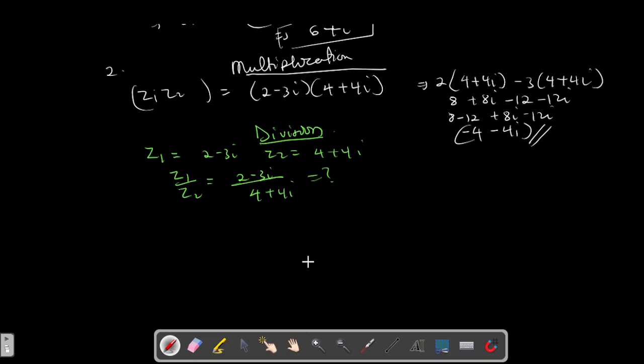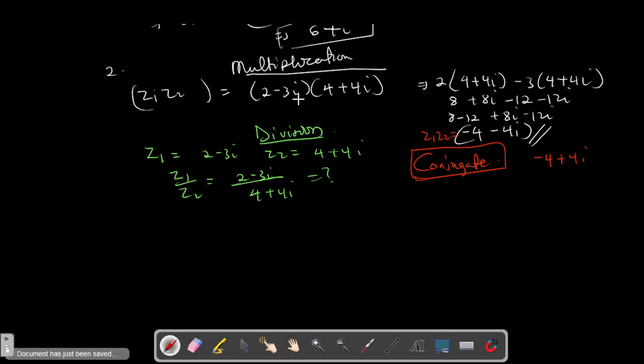Because of this, we use a concept called conjugate. Let me introduce this. A conjugate of a complex number is simply the reversed sign of its imaginary part. That is all. Given z2 as 4 minus 4i, if you are asked to find its conjugate, it's simply 4 plus 4i. Given 2 minus 3i, the conjugate is 2 plus 3i. You just negate the imaginary part, that is all. The same for 4 plus 4i, you just negate the imaginary part.